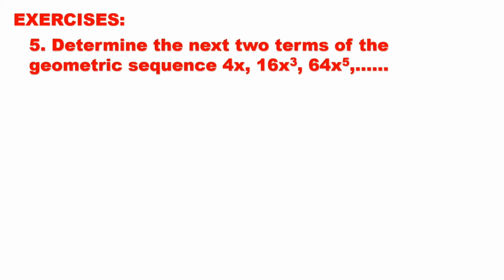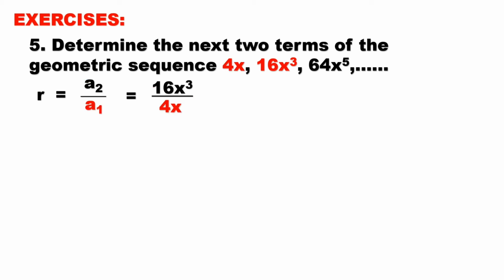Fifth and last problem for this video. Determine the next 2 terms of the geometric sequence 4x, 16x cubed, 64x to the 5th, and so on. Again, the common ratio equals a sub 2 over a sub 1. A sub 2 equals 16x cubed. A sub 1 equals 4x. 16x cubed divided by 4x equals 16 divided by 4, x to the 3 minus 1. 16 divided by 4 is 4. 3 minus 1 is 2. So our common ratio is 4x squared.